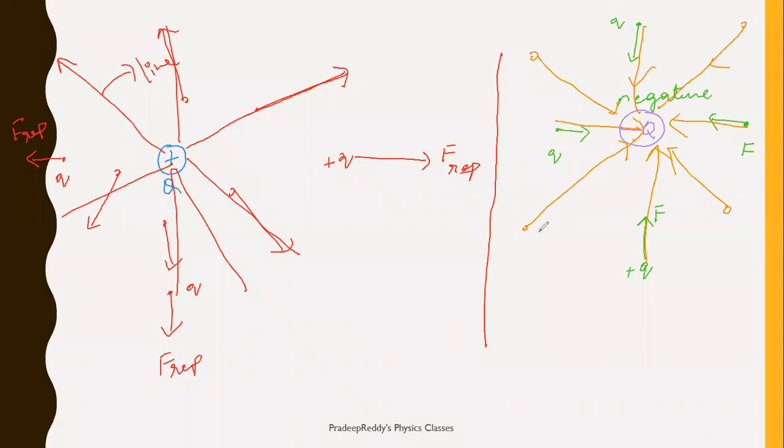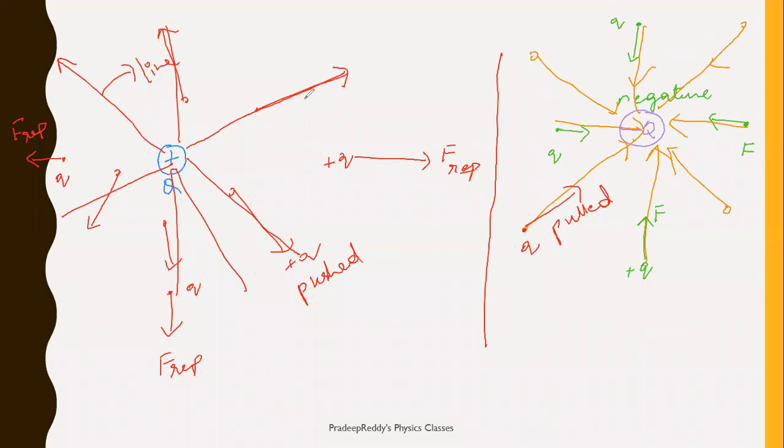Similarly, if you are placing a test charge over here, in the vicinity of this negative charge, that will be pulled towards this negative charge in a particular line of action. Similarly, if you place a test charge plus q over here, this will be pushed by this positive charge outward.